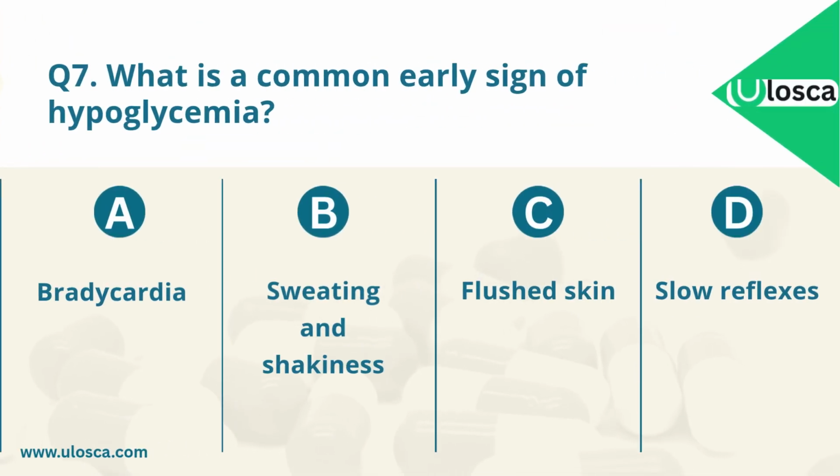Question 7. What is a common early sign of hypoglycemia? A. Bradycardia. B. Sweating and shakiness. C. Flushed skin. D. Slow reflexes. Which one is the correct answer?